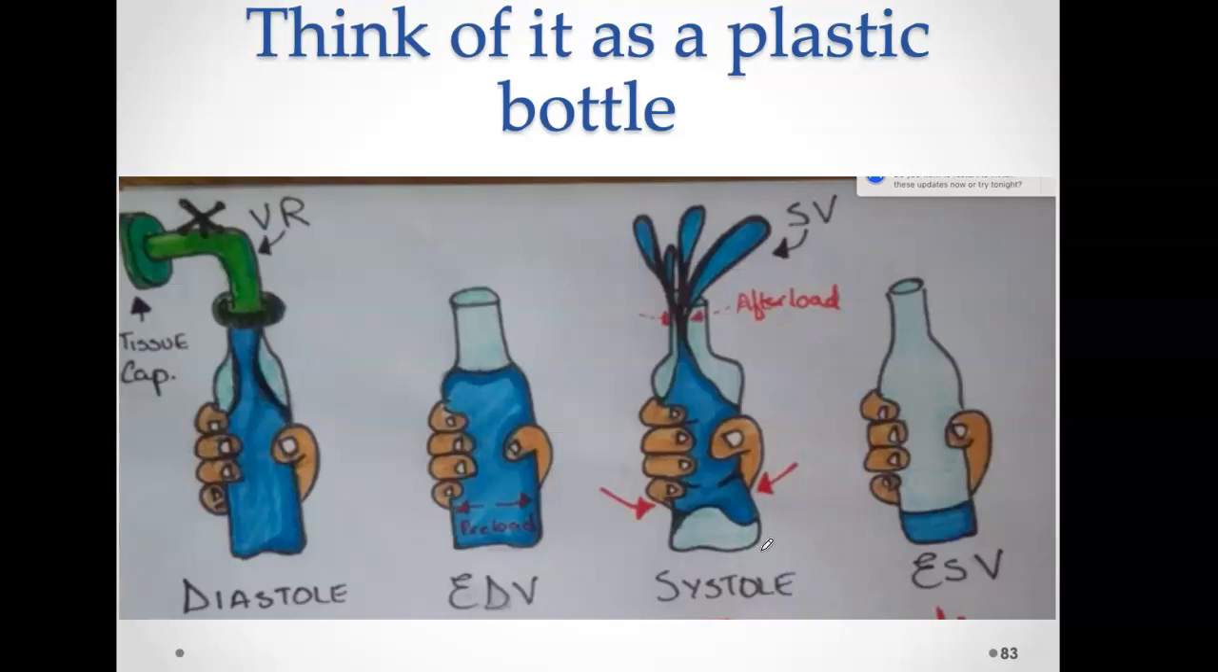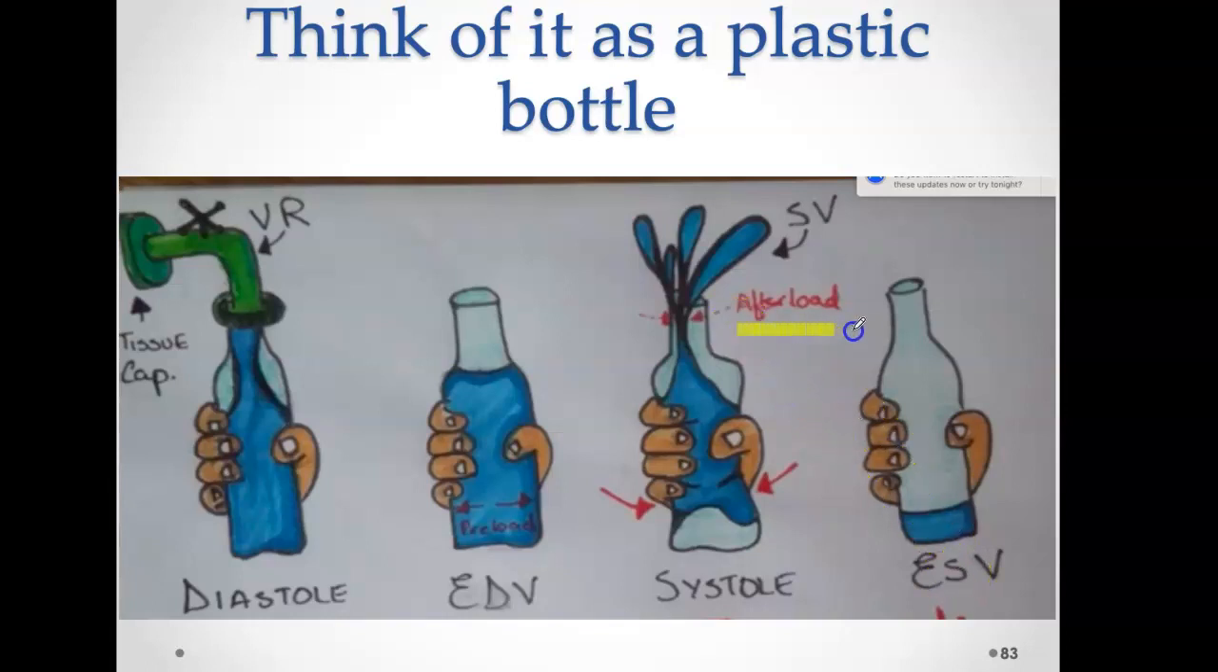This is a really nice way of thinking of it as a plastic bottle. So you're filling this plastic bottle, right, in diastole. The end diastolic volume is that volume that's in there. And then systole is when you eject. And the end systolic volume is what's left behind post-ejection. Good? I think this is really helpful for me visually seeing it.